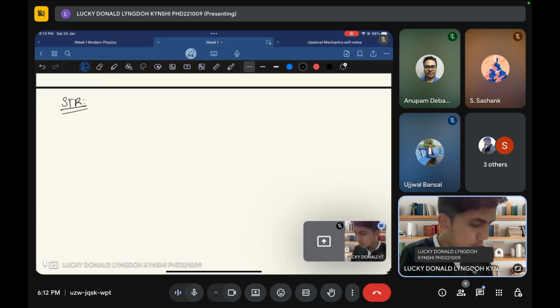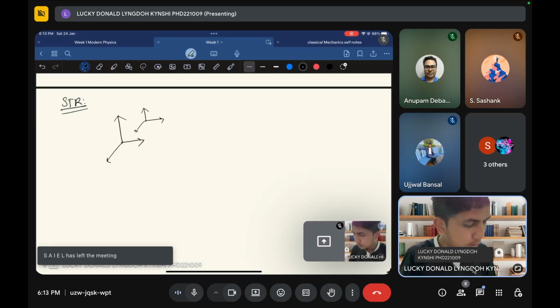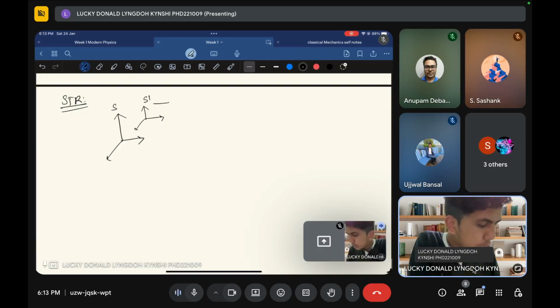Okay, so I think you remember that there are two frames of reference, S and S prime. Let's say S prime is moving with a velocity v in the x direction. Let's say this is your x, this is your y, and this is your z. Similarly, x prime, y prime, z prime.